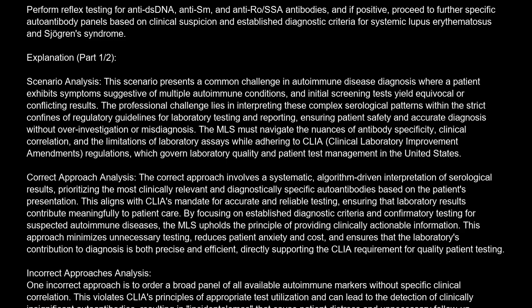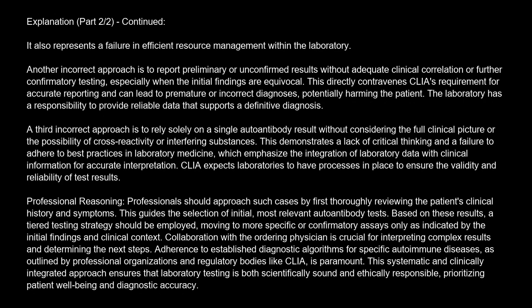Incorrect approaches analysis. One incorrect approach is to order a broad panel of all available autoimmune markers without specific clinical correlation. This violates CLIA principles of appropriate test utilization and can lead to the detection of clinically insignificant autoantibodies, resulting in incidentalomas that cause patient distress and unnecessary follow-up investigations. It also represents a failure in efficient resource management within the laboratory.